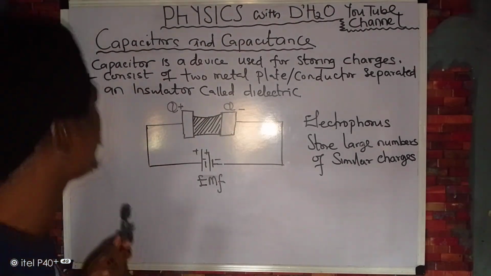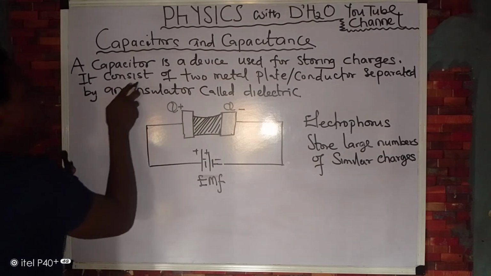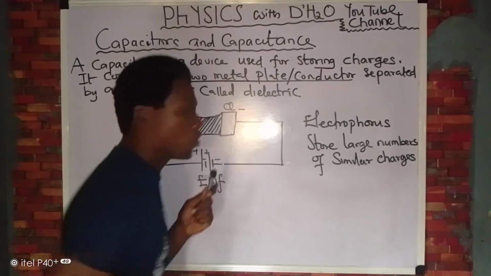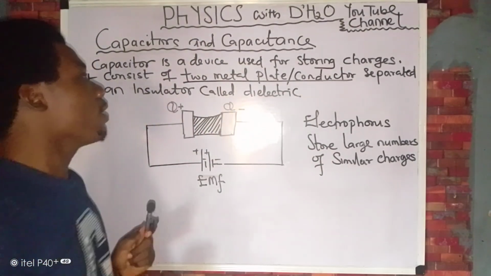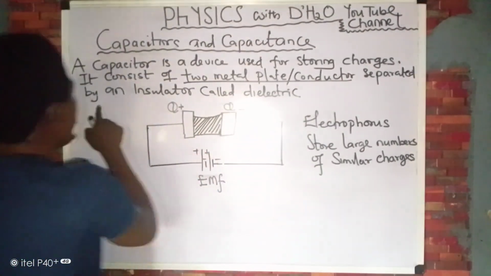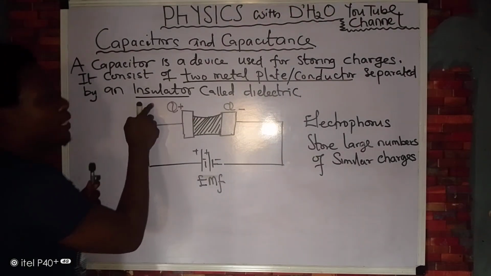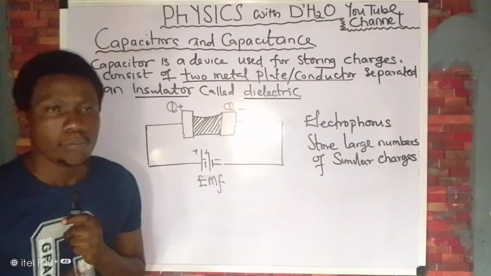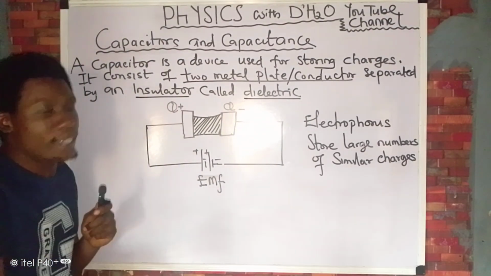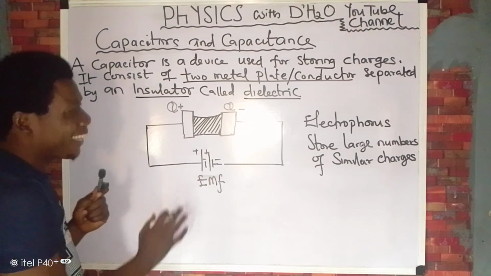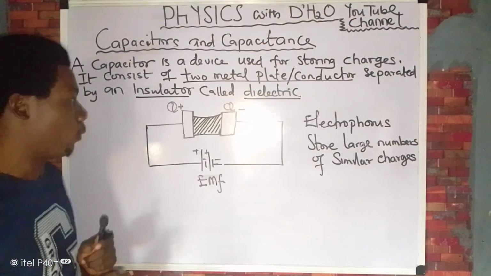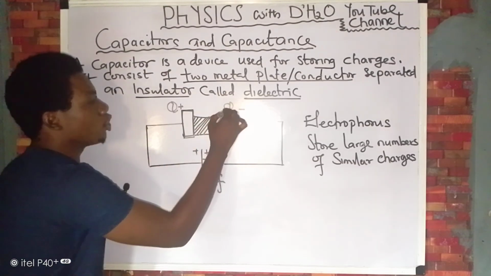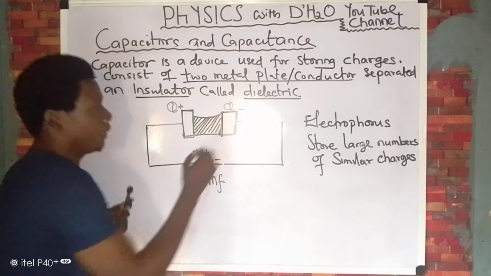But as for a capacitor, it consists of two metal plates. This must be noted. It consists of two metal plates that are separated by an insulator. The insulator is better called a dielectric. You must note it. Now, these two metal plates are given to you on the board. This is a diagram of a capacitor. This is the positive metal plate, while this is your negative metal plate.